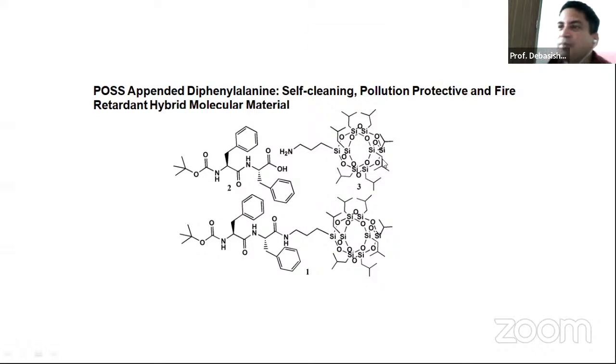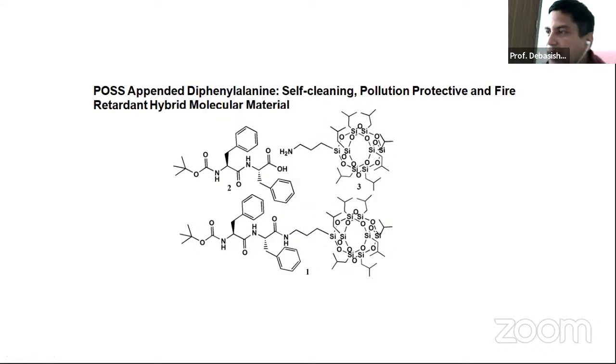So here what we have done, this is diphenylalanine. So two phenylalanine units connected. And then we have connected this diphenylalanine, a small dipeptide, with POS. So this is a silicon containing material. Here we have an amine functional group. So it's a very simple one, just amine and acid coupling. So we got an amide and it has a POS material. So now you can see this silicon containing material is hydrophobic in nature, and also there is a butyl functional group. So that's also hydrophobic in nature.